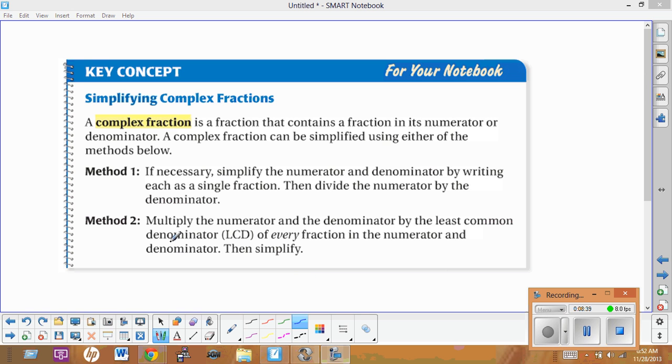All right, method number 2 says multiply the numerator and the denominator by the least common denominator, LCD, of every fraction in the numerator and denominator. Then simplify. One more time. Multiply the numerator and denominator by the LCD of every fraction in numerator and denominator. Then simplify. Okay, sounds easy enough. Go ahead and pause the video and answer the questions that go along with method 2, and then turn the video back on and we'll see how it works.